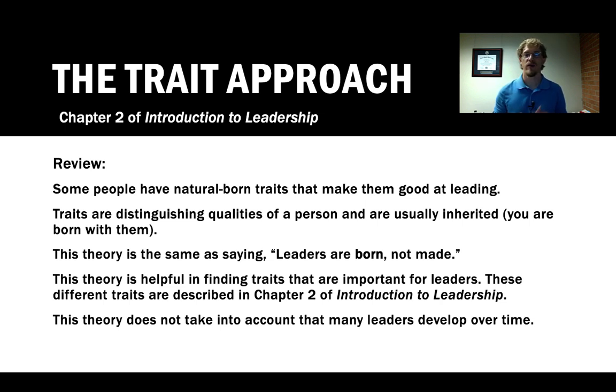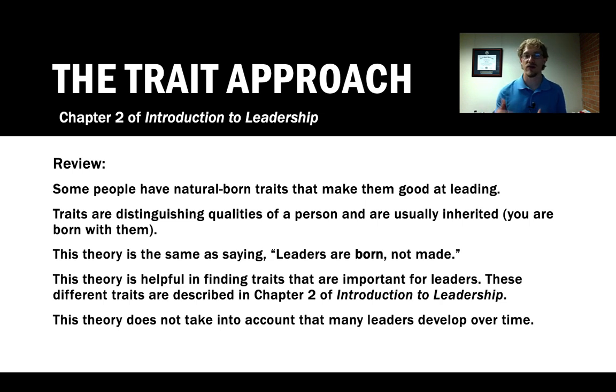Remember, last week we talked about the different theories of leadership, or the different emphases of leadership, and the trait approach is that some people have natural born traits that make them good at leading. And this was one of the earliest approaches to leadership, or the earliest theories of leadership, and it's the idea that there were these great men, usually men in history, that were amazing leaders.